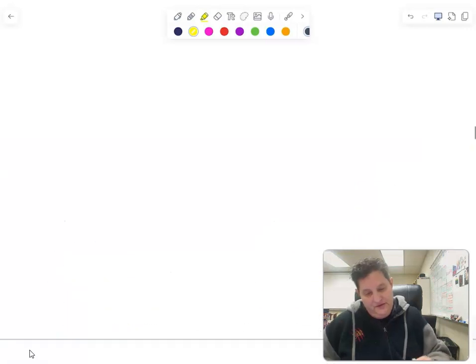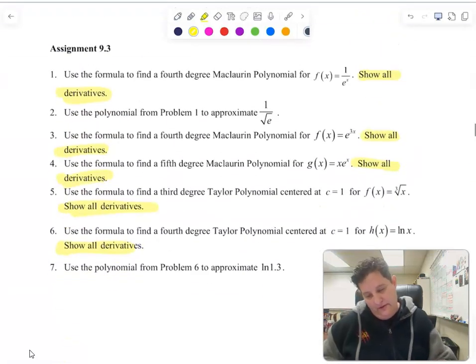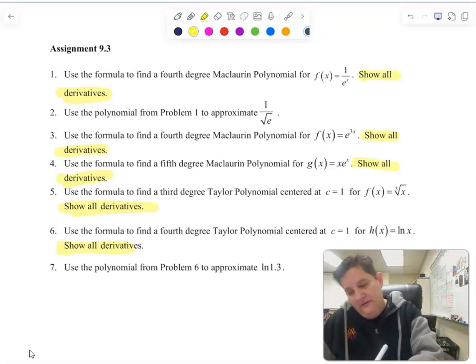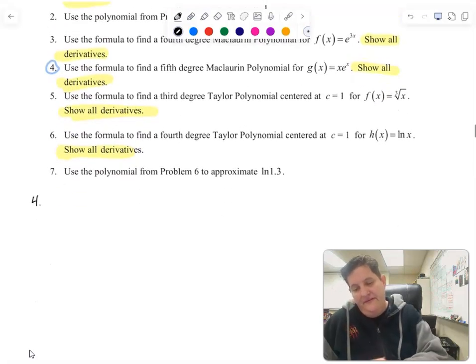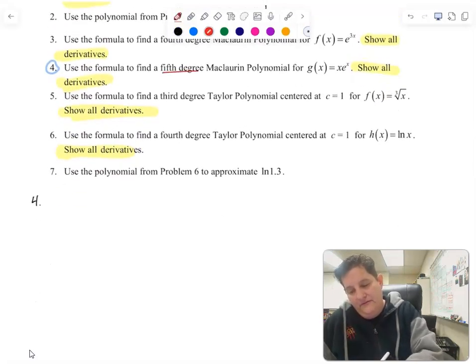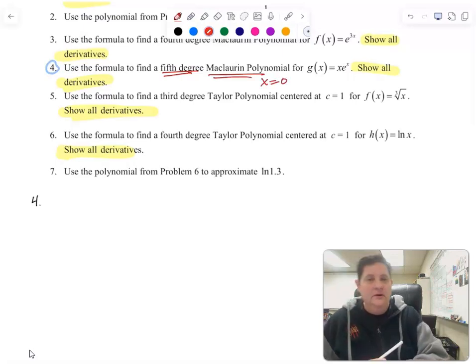Yeah, this is crazy. Alright, so let me do an example with you. Maybe we'll do number 4 because number 4 is a bit tricky. Alright, so let's do this one together. Use the formula to find a fifth degree Maclaurin. Now remember, Maclaurin means centered at 0, so that's helpful.